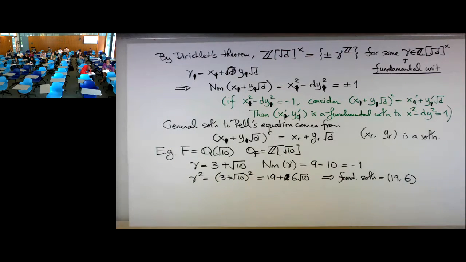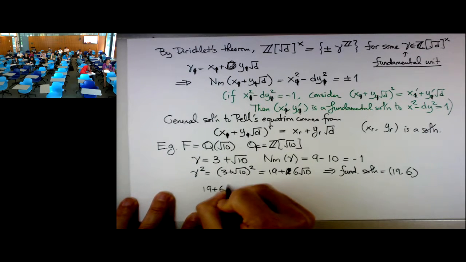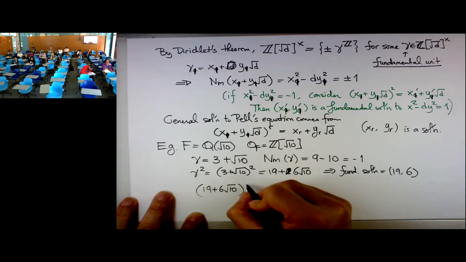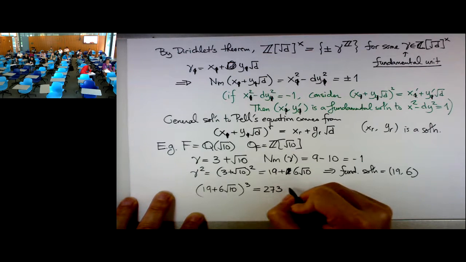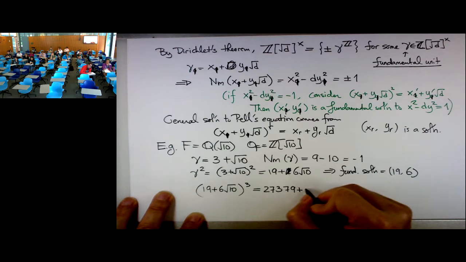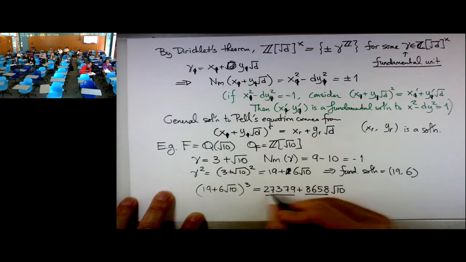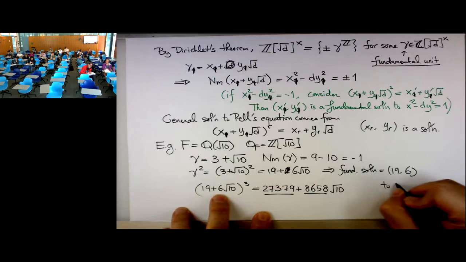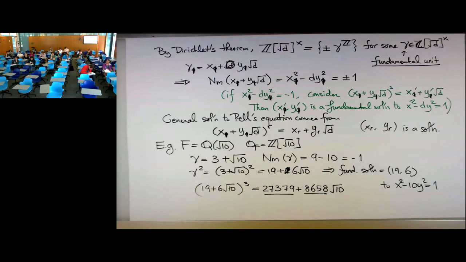And the rest are somehow more. If you want to get another solution, you have to do (19 plus 6 root of 10) squared or cubed. For example, you get a very crazy solution. So this x equals that and y equals that is a solution to the Cauchy equation x squared minus 10y squared equals 1. So from a small solution, you can generate more and more general solutions.